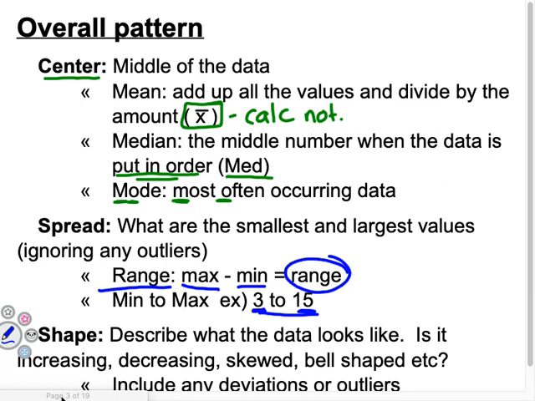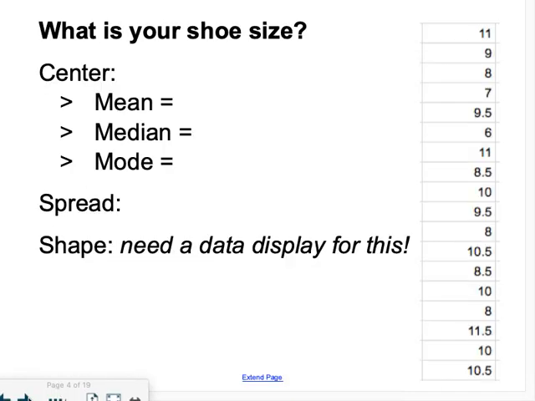The last one here, shape. Describe what the data looks like. Is it increasing, decreasing? Is it skewed, bell-shaped, etc.? These are some words maybe we're not quite sure on yet: bell-shaped, skewed. We'll talk about those here actually in a couple slides. Include any deviations or outliers. That's going to be part of our shape. So again, pause it if you need to, but I am going to move forward here.